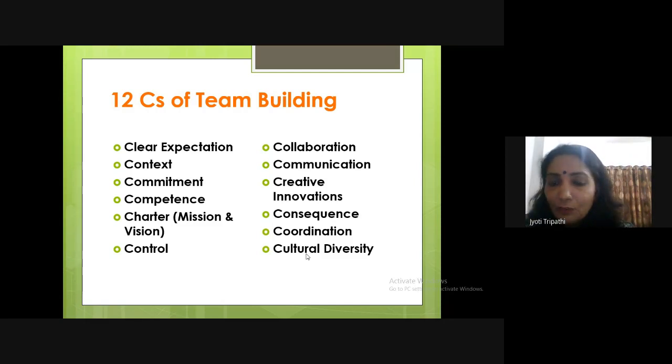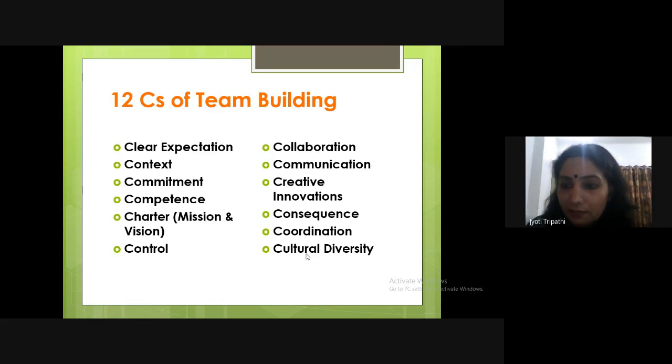I'm good at this. Okay, if you are good at this, sir, madam, please proceed. Now I'm good at this, I will do this. Taking the work, delegating the work. Now every time you are delegating and not taking any work on your shoulder, it will put a question mark on you as a team member or as a leader. So collaboration. Now communication. In the next slide, we will talk about creative innovations.